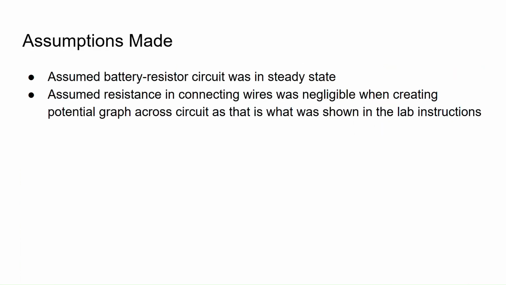Assumptions made. Assumed the battery resistor circuit was in steady state. Assumed resistance in connecting wires was negligible when creating the potential graph across the circuit, as that is what was shown in the lab instructions. Preview of results.